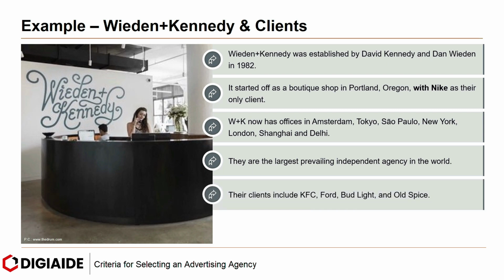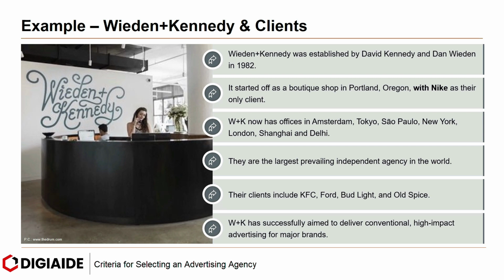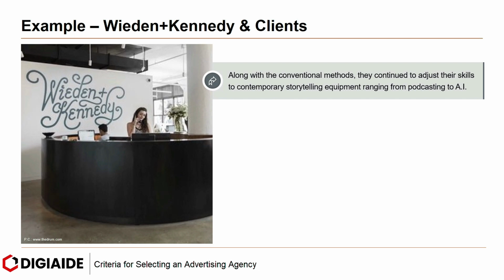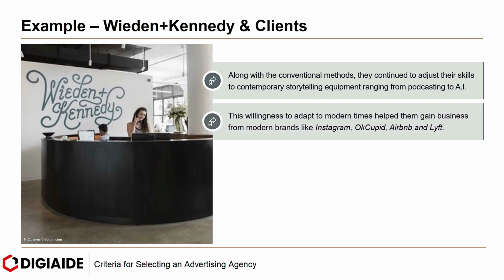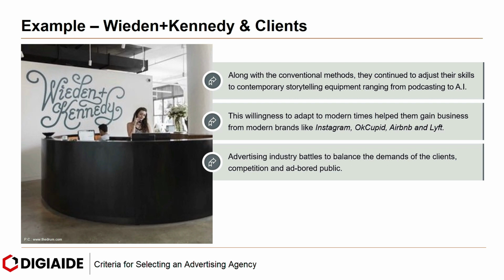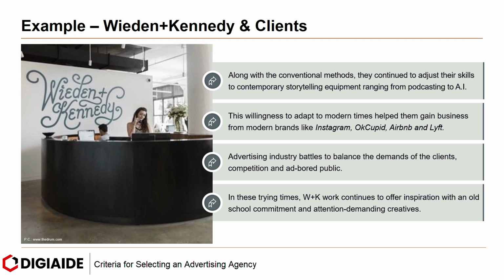Their clients include KFC, Ford, Bud Light, and Old Spice. The agency has successfully aimed to deliver conventional, high-impact advertising for major brands. Along with the conventional methods, they continue to adjust their skills to contemporary storytelling equipment ranging from podcasting to AI. This willingness to adapt to modern times helps them gain business from modern brands like Instagram, OkCupid, Airbnb, and Lyft. The advertising industry battles to balance the demands of the client, the competition, and the ad-watching public. In these trying times, Wieden+Kennedy's work continues to offer inspiration with an old-school commitment and attention to demanding creatives.